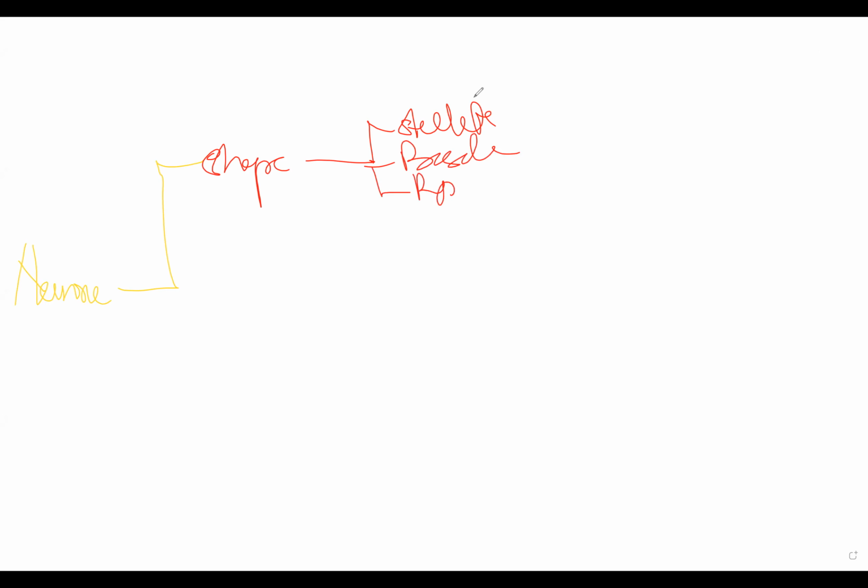So neurons can be classified. When we take the neuron, we want to look at the classification. We can classify neurons based on shape. So based on shape, we could have stellate neurons, basket neurons, pyramidal neurons, and Purkinje neurons.